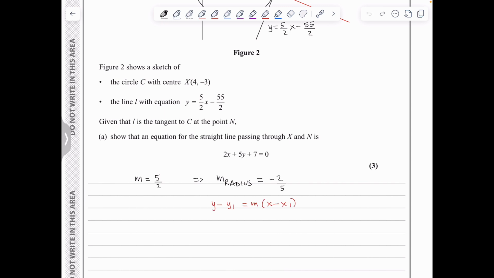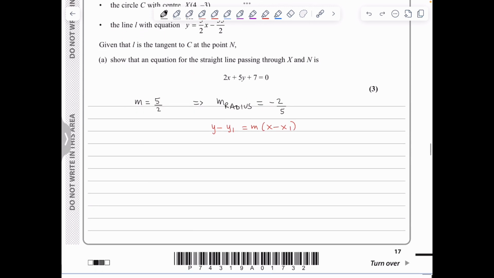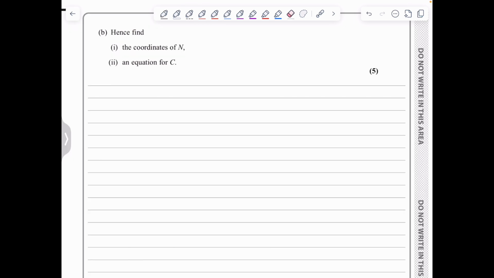And then using the fact that y minus y1 is m times x minus x1, we can simply say that y minus negative 3 is equal to minus 2 over 5 brackets x minus 4. So we are looking at y plus 3 is equal to minus 2 over 5 times x minus 4. I will cross multiply with the 5 to get 5y plus 15 is equal to minus 2x plus 8. And I will be collecting everything on the left-hand side, leading to 5y plus 2x plus 7 is equal to 0 as required.